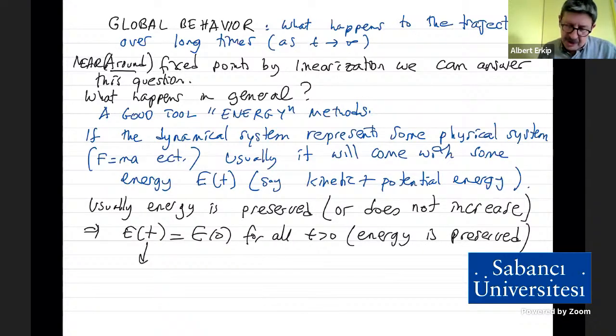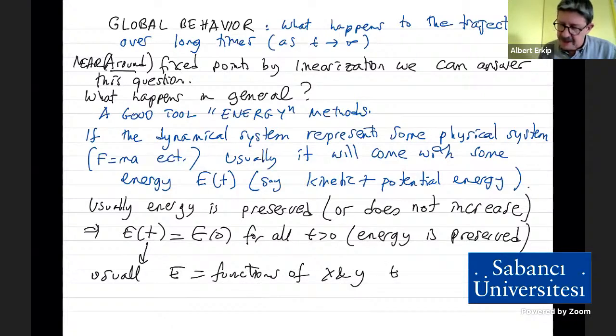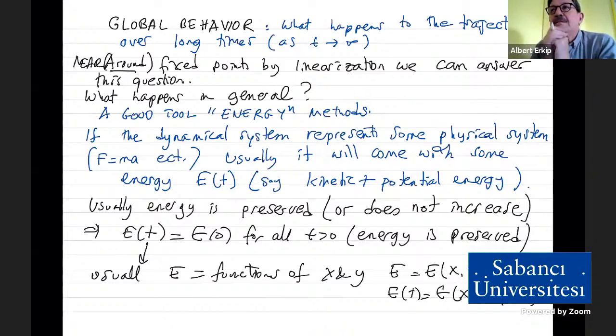Now, usually E of T, E is just a function of X and Y. So E is just E of X and Y. Of course, everything depends on T. So E of T will be E of X of T and Y of T. You can think of X as the distance, position, and Y as the momentum, whatever. So you really have a lot of physics. Energy is a function of X and Y.